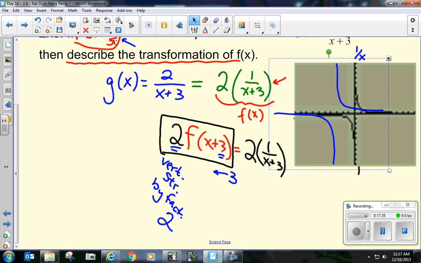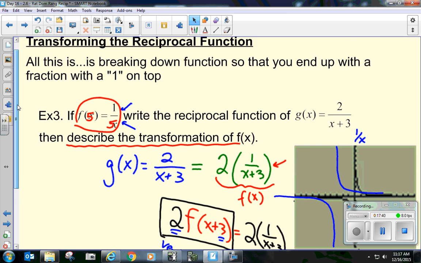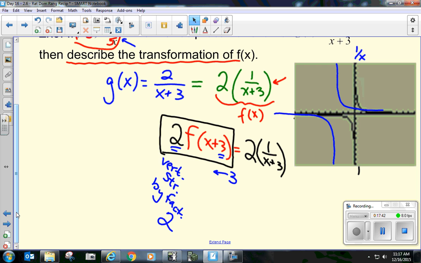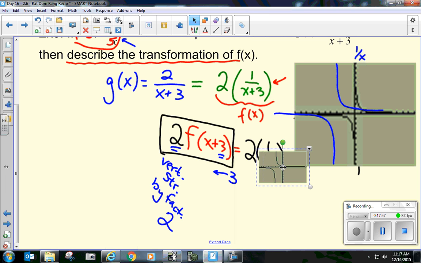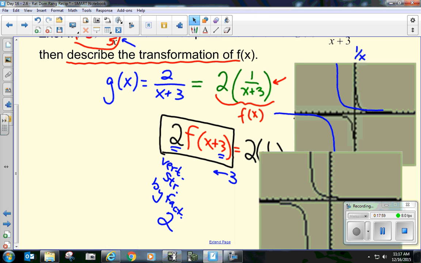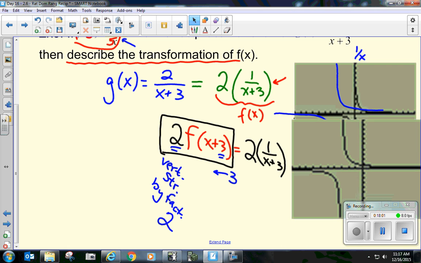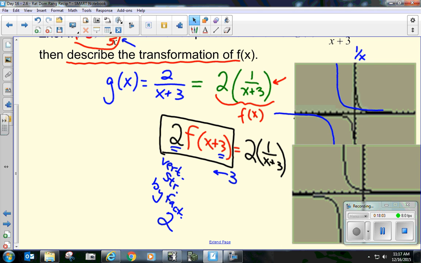So let's see if our new graph looks like what we had in blue. And what is that graph? The original one: 2 over x plus 3. Equals, clear, 2 over x plus 3. Oh, that's nice. That is almost exactly to a T what we just drew right here. There it is. Look at it. That's almost perfect. Man, we're good. I love being right, don't you?